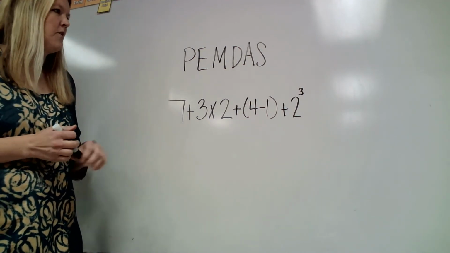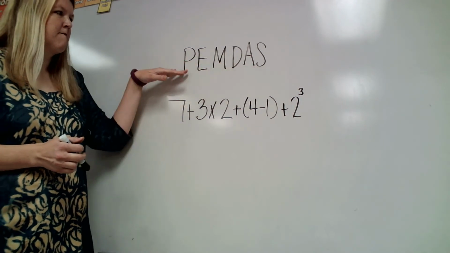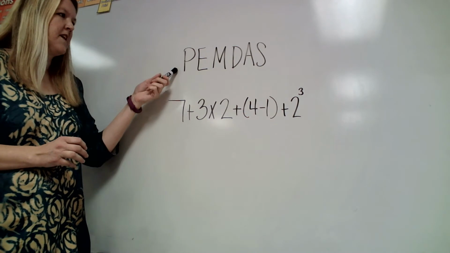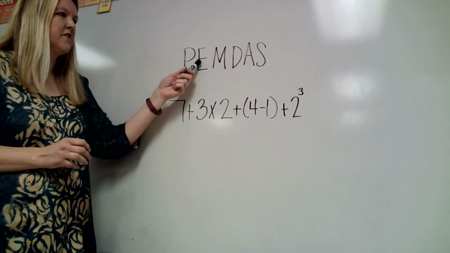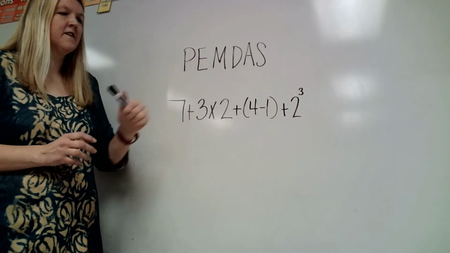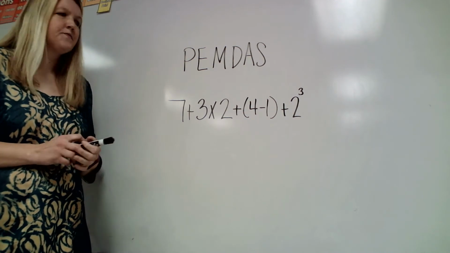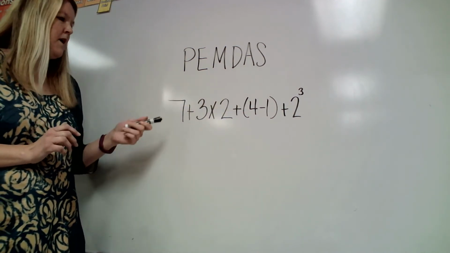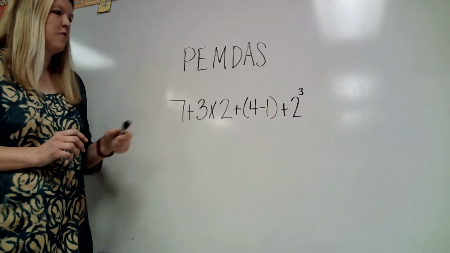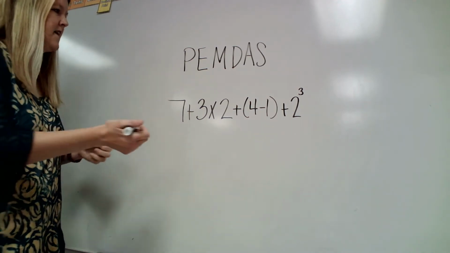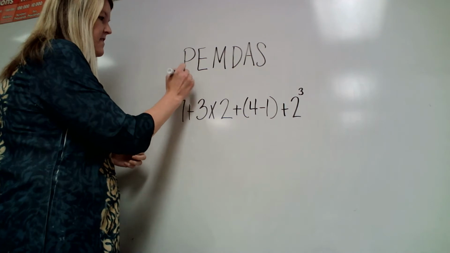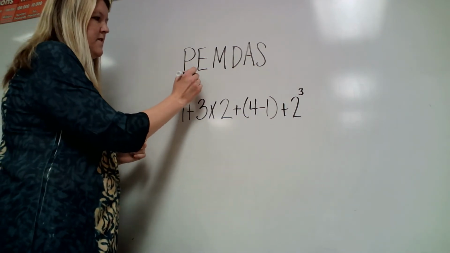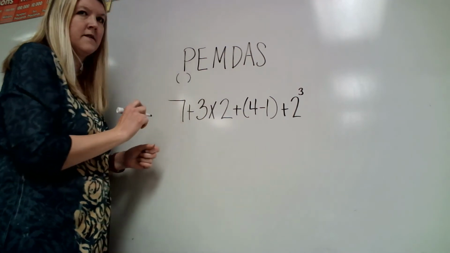So we start out, you can use these initials to help you remember that. Some people think of this as, please excuse my dear Aunt Sally, and that can help you remember the order. What the P stands for is parentheses, so that means that you work out everything in parentheses first. And then the E stands for exponents, so then you work out all exponents.